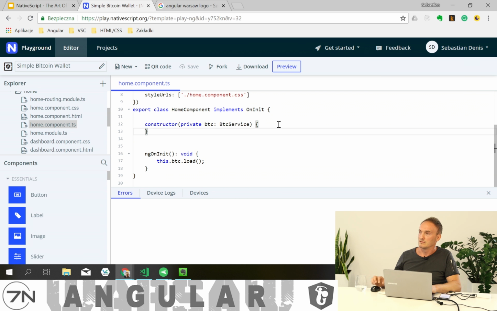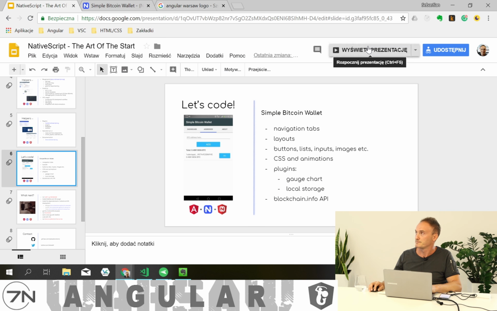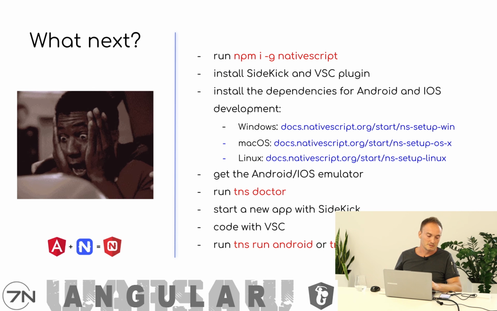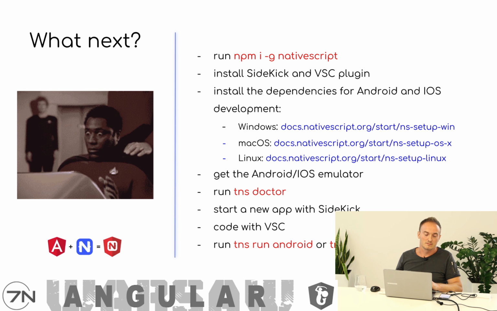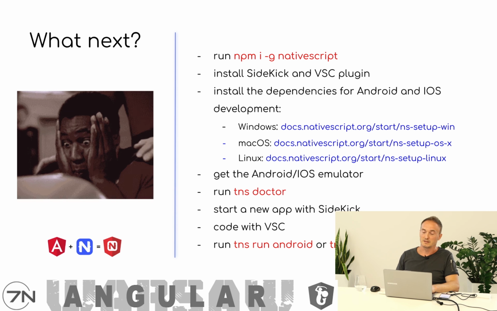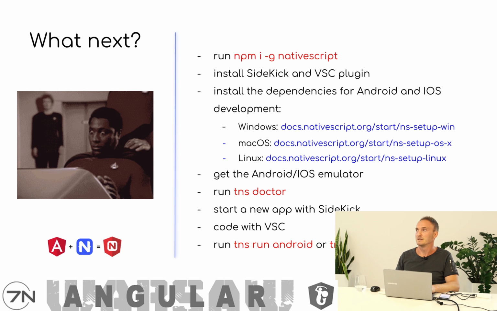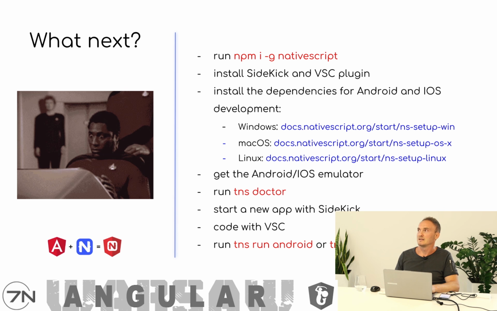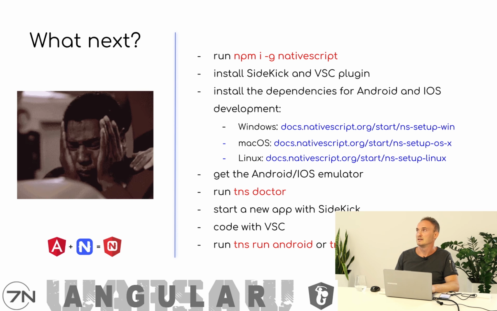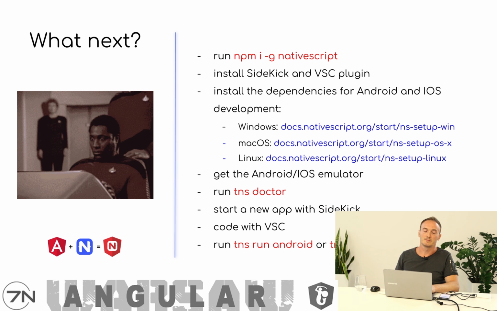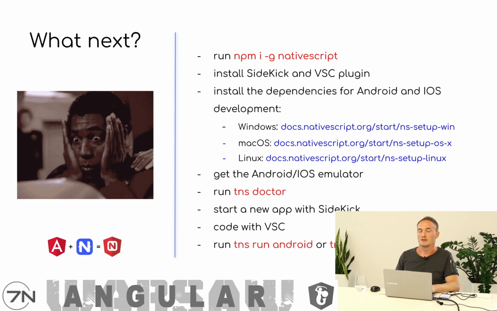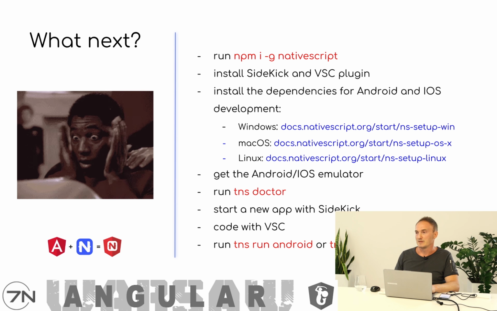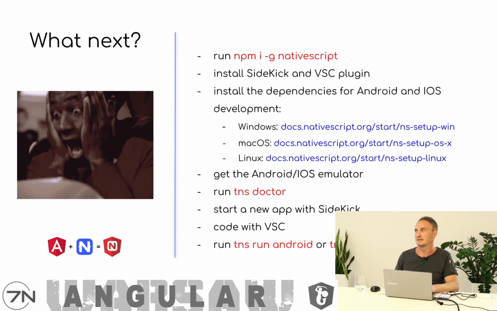Okay, I think we have a complete application. So we can switch to our presentation. Okay, so what next? Playground is great for training and experimenting, but for real development, I think you need to install some tools on your local machine. So next steps probably will be run npm command to install NativeScript globally, install Sidekick and Visual Studio Code plugin, install all dependencies for Android and iOS, then run TNS Doctor to check if everything is okay with your configuration.